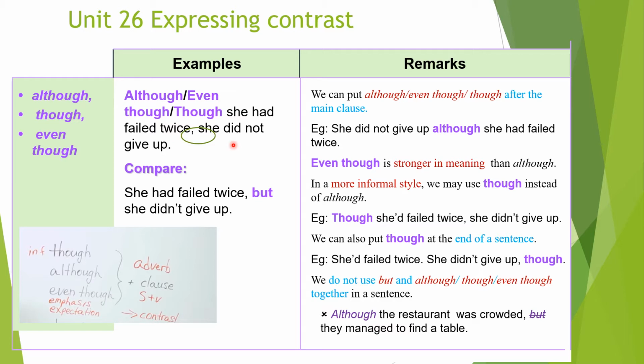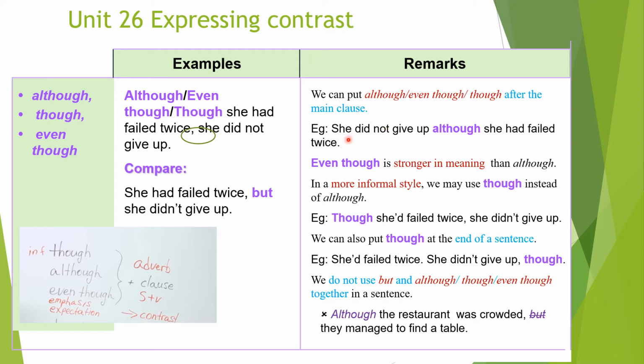Or we can use the word but. She had failed twice, but she didn't give up. So this is actually comparing these three to the word but here. What is the main difference between these three words, although, though, and even though? Let's look at the things on the right hand side. We can put these three connectives, or conjunctions, after the main clause.